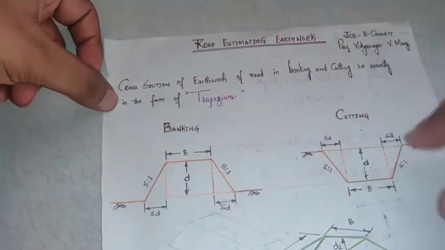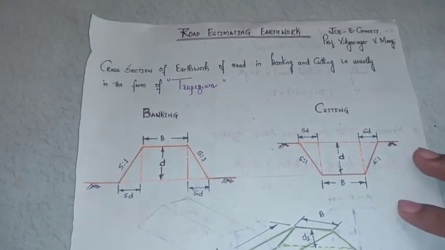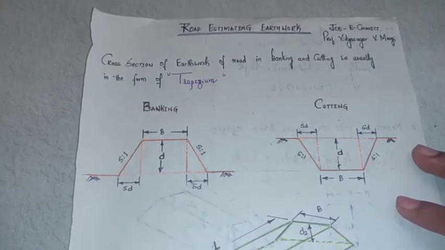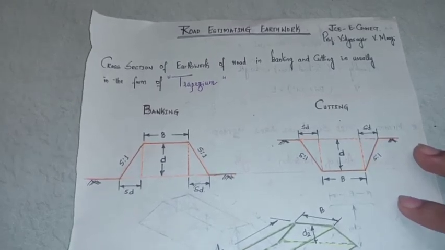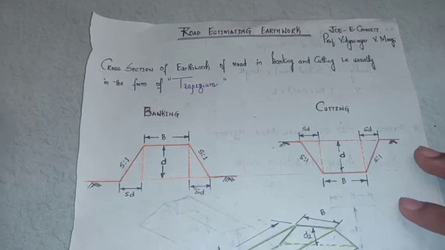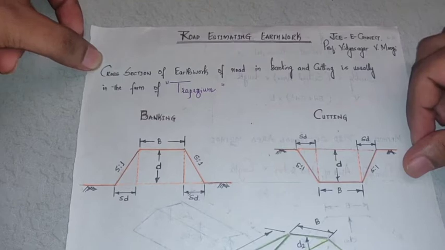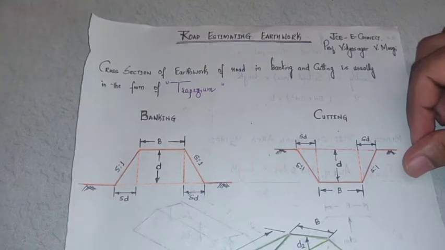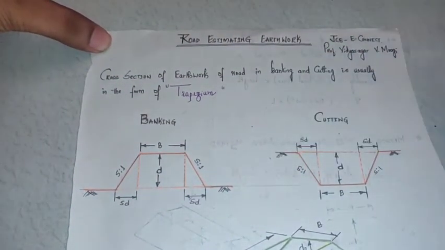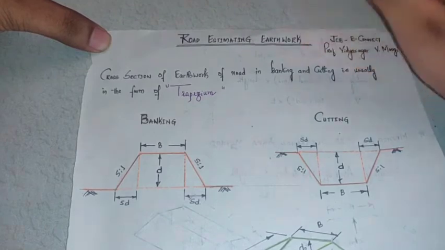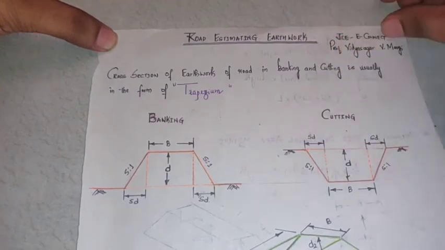Here we will be studying the different methods of estimating earthwork that are dealt with in order to calculate the quantity of earthwork that is to be removed or that is to be filled. Generally, when we talk about earthwork estimation, it is related to only two things, that is banking and cutting, right? The cross section of the earthwork, which we consider for the sake of calculation and simplicity, is taken as a trapezoidal shape. It is in the form of a trapezium.